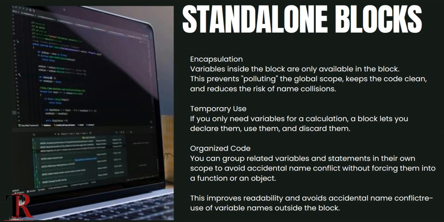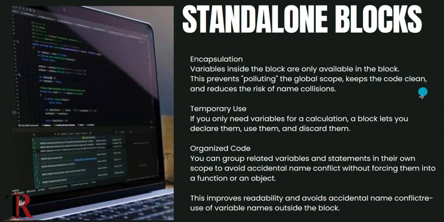Organized code. You can group related variables and statements in their own scope to avoid accidental name conflict without forcing them into a function or an object. This improves readability and avoids accidental name conflict with use of the variable name outside the block. So these are the benefits of standalone blocks, which means that when your code is organized into code blocks, it gives you lots of advantages as a developer or someone working on the project.